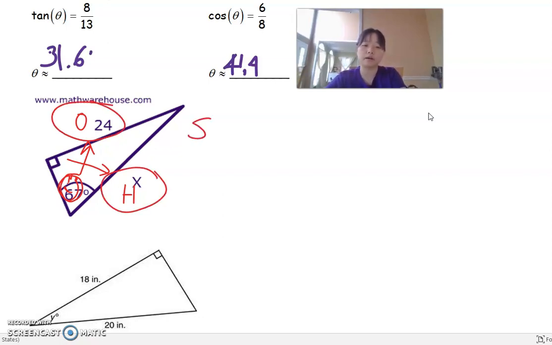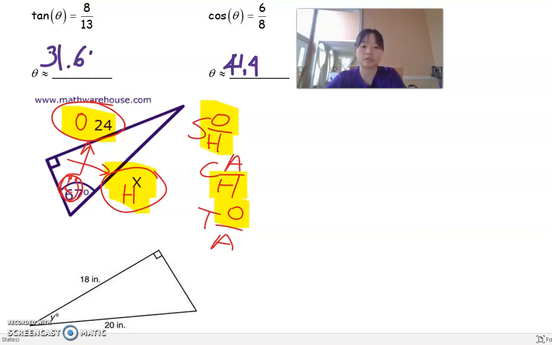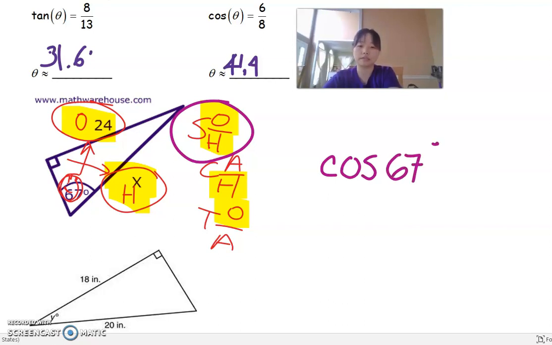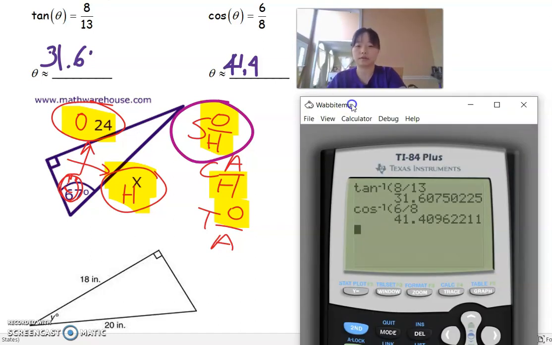Now you have to think about SOHCAHTOA. Which one are we using? Is it sine, cosine, or tangent? I have the opposite and I want to know the hypotenuse. Well, the winner is sine. So you set it up as sine of 67 degrees is equal to opposite, which is 24, over hypotenuse, which is x.